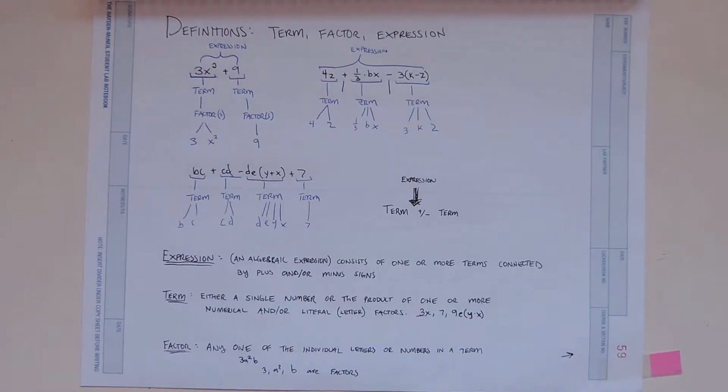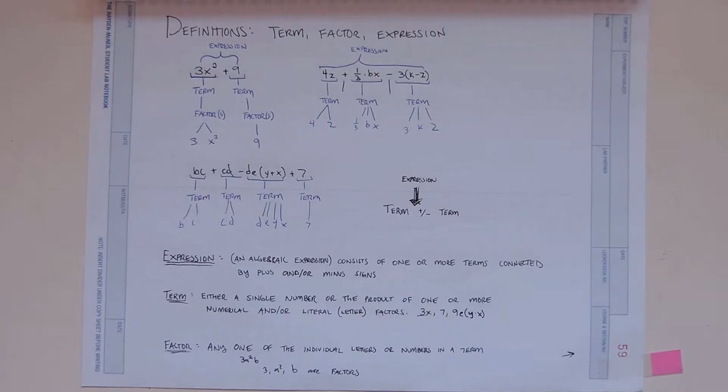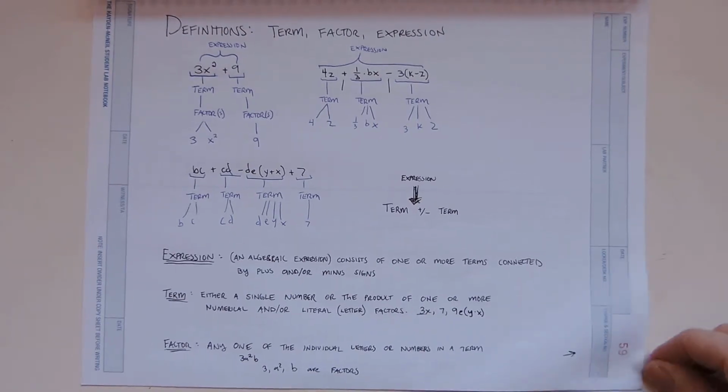A factor, then, is any one of the individual letters or numbers in a term. So this is the thing we break down even further. We go from expression to term to factor. So of the term 3a squared b, the factors that make it up are 3, a squared, and b. Those are the factors. So that's easy enough.